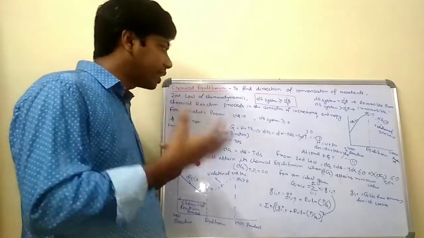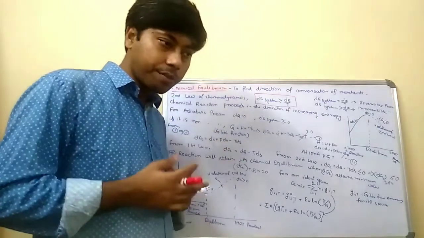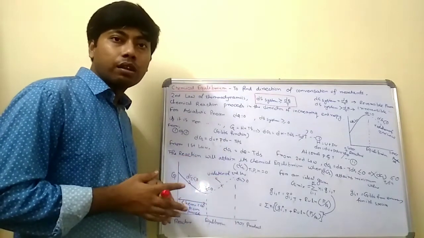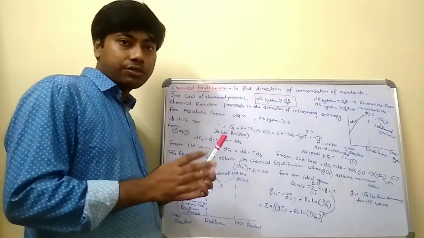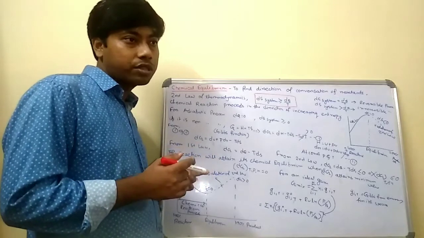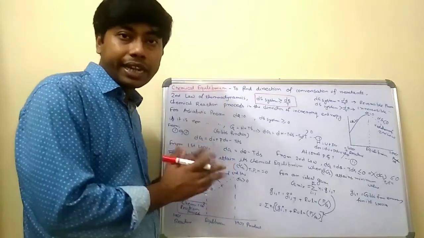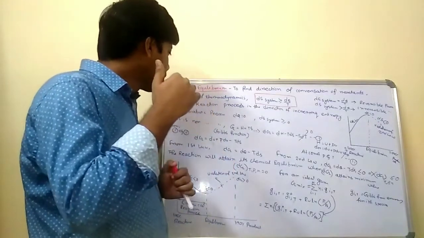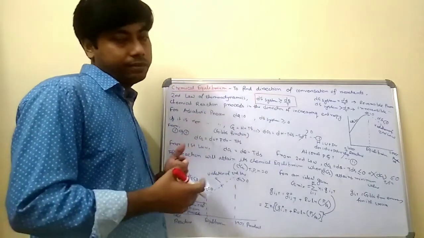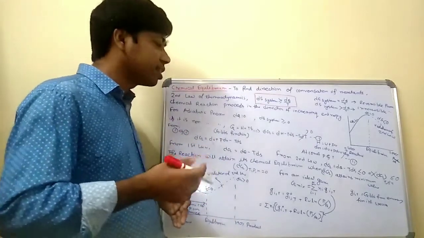From earlier classes we have some idea that chemical reactions proceed in the direction of increasing entropy. From the entropy principle, for an isolated system, the entropy is always increasing or constant, but it will not be negative. So the chemical reaction proceeds in the direction of increasing entropy, otherwise not. If the change of entropy increases, then we can say that the chemical reaction takes place.